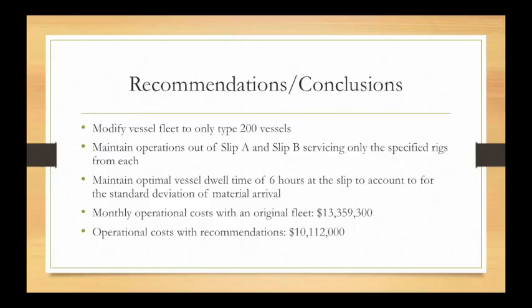Now that you've seen some of the components of our model and how they work, let's talk about our recommendations. Our analysis showed that the most cost-effective fleet should consist of 12 Type 200 vessels. The Type 200 vessel proved to be the most optimal because the capacity accommodates all entities created, unlike the Type FSB, and is more cost-effective than the Type 400 vessels. We recommend maintaining operations at Slip A and Slip B and keeping the dwell time of 6 hours to account for the standard deviation of material arrivals.